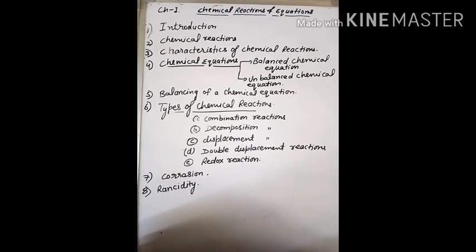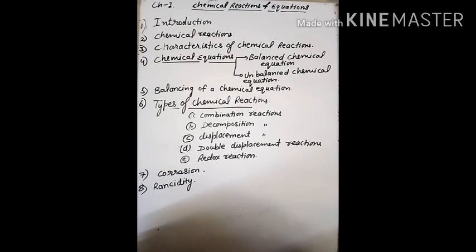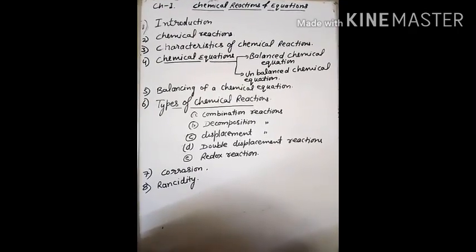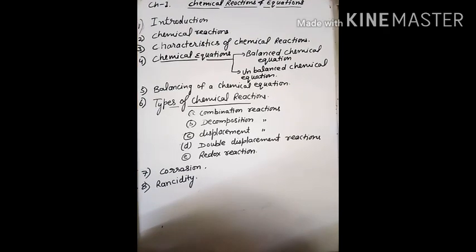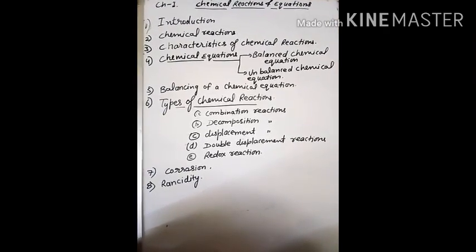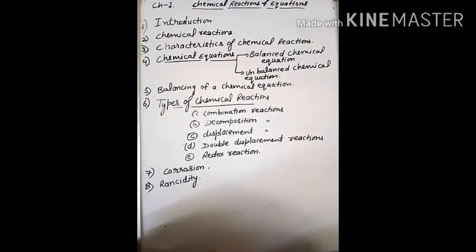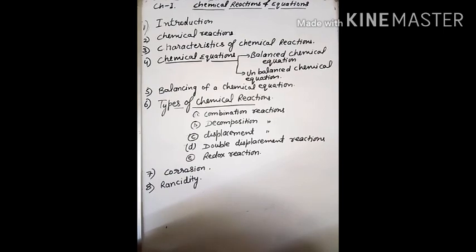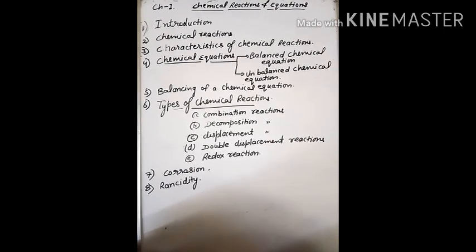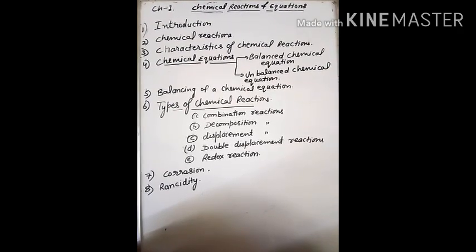Good morning, students. Today we will discuss the first chapter of chemistry of 10th class, chemical reactions and equations. So this is the overview of this chapter. First we will discuss the introduction, then chemical reaction, then characteristics of chemical reaction, then chemical equation. There are two types: balanced and unbalanced chemical equation. Then balancing of chemical equation.